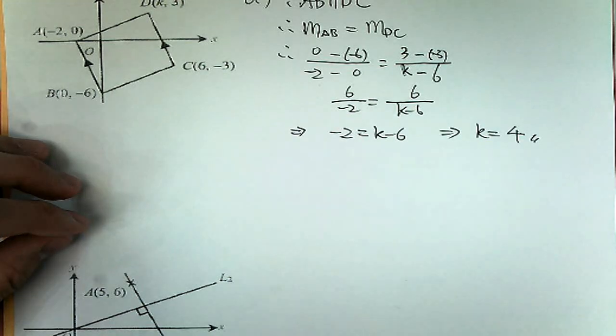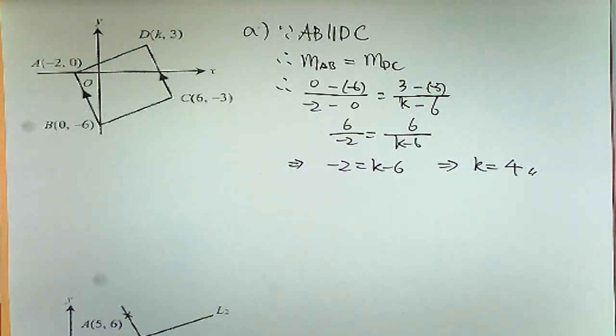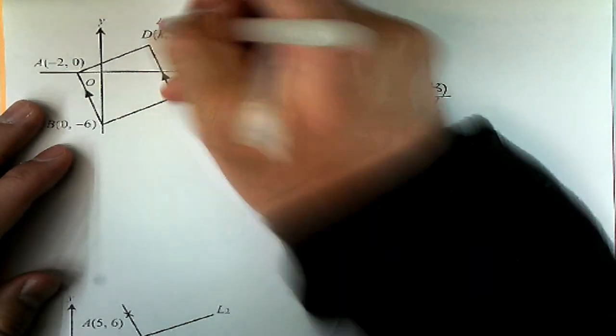So when you have K equal to 4, just mark K equal to 4 on the figure. Okay, mark it. So you can mark a 4 here.